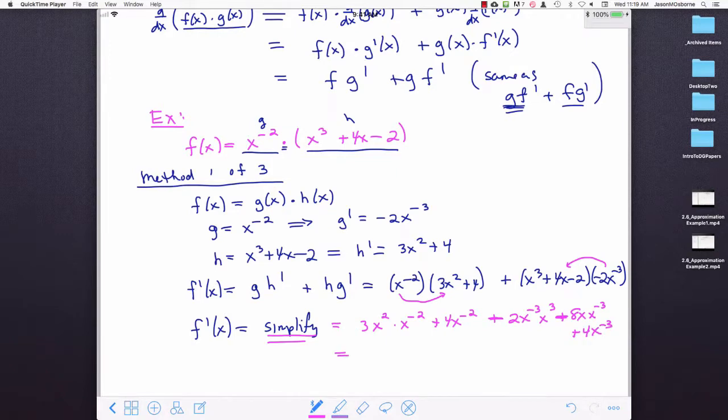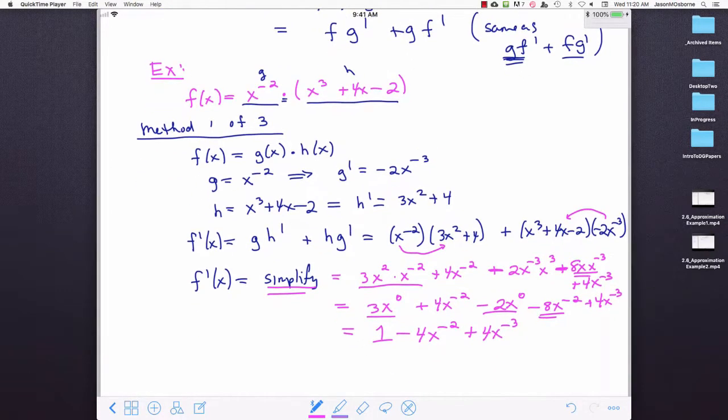And now you get to use your properties of exponents. This is 3x to the 0 plus 4x to the negative 2 minus 2x to the 0 minus 8x to the negative 2, adding exponents, plus 4x to the negative 3. So that gives you 3 minus 2 is 1, 4x to the negative 2, and 8x to the negative 2 makes negative 4x to the negative 2 power plus 4x to the negative 3. And that's about the simplest we can get here, leaving it in the negative exponents.